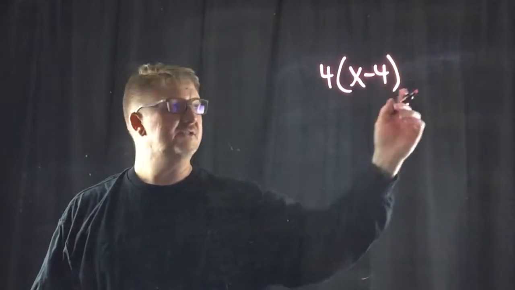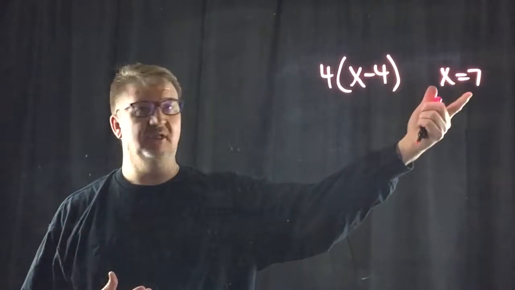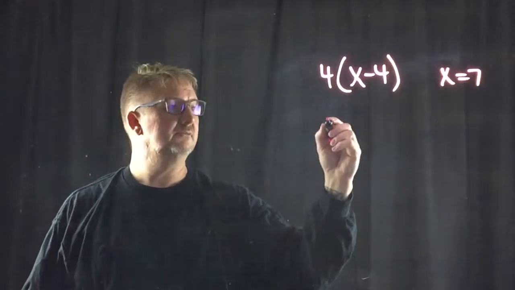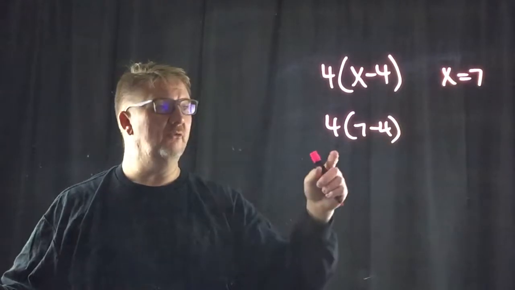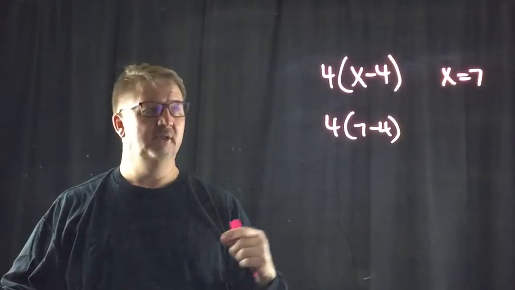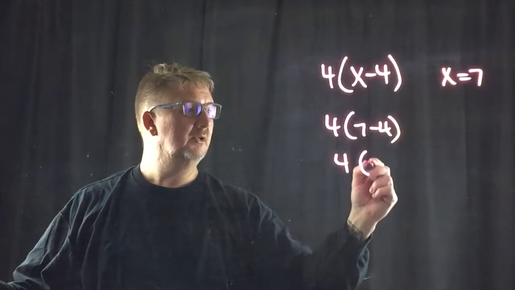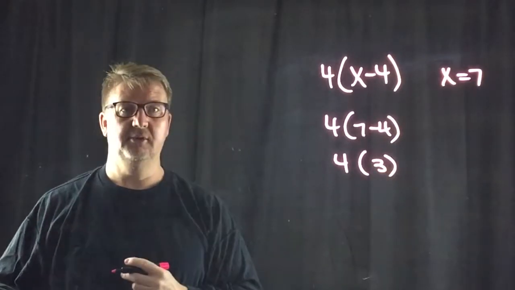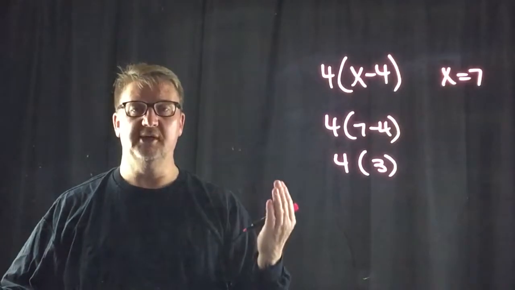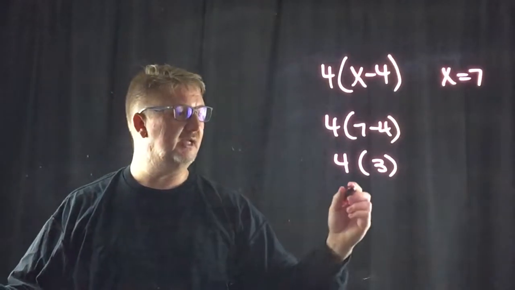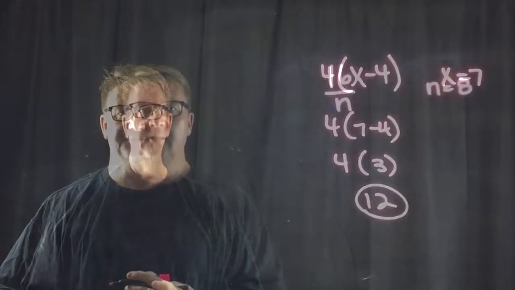We have 4 times the difference between x and 4, and we want to solve this when x equals 7. So we simply plug in 7 for x and rewrite it: 4 times (7 minus 4). According to PEMDAS, we do what's inside the parentheses first. 7 minus 4 is 3. When I have a number next to a set of parentheses and there's no symbol in between, what do I do? That's right, I multiply. 4 times 3 is 12, and 12 is my final answer.